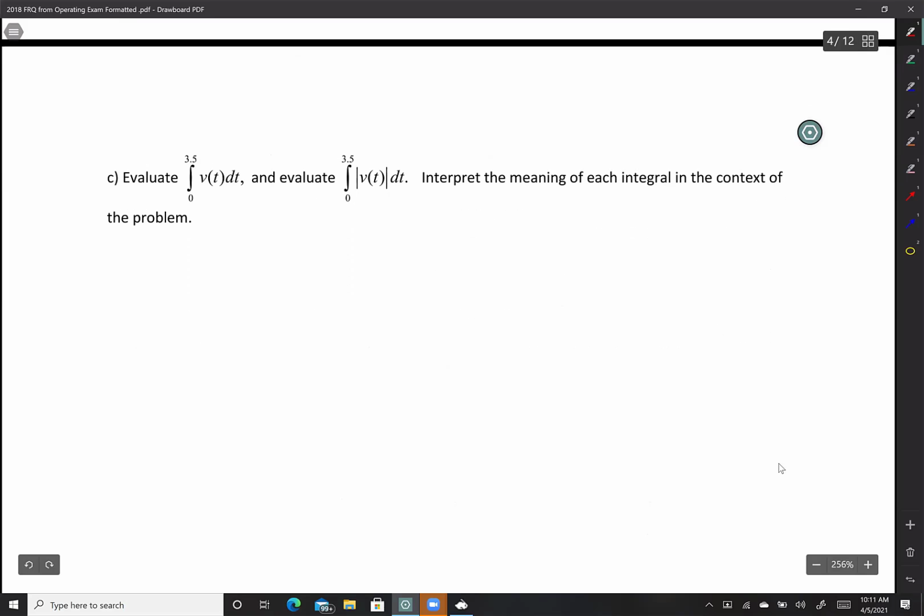Letter C. Evaluate the integral between 0 and 3.5 of v of t, and 0 to 3.5 of the absolute value of v of t. Interpret the meaning of the integral in the context of the problem. Okay, let's do that, guys.